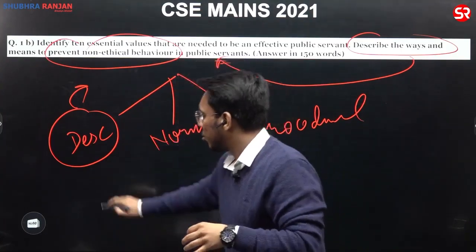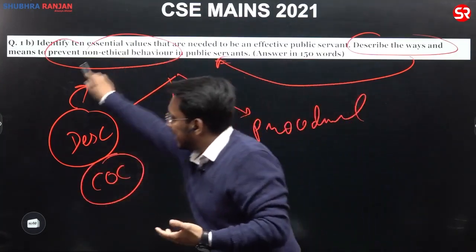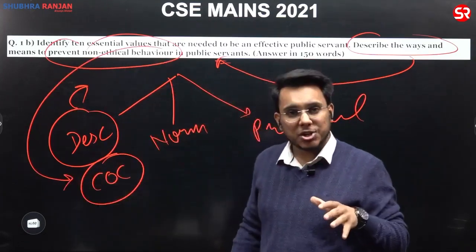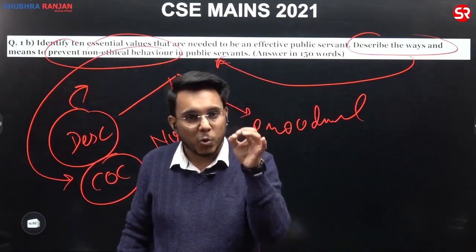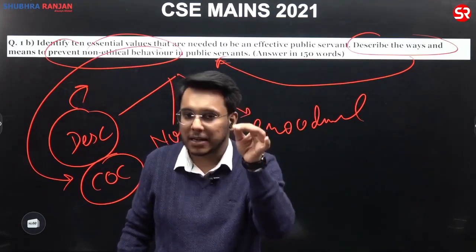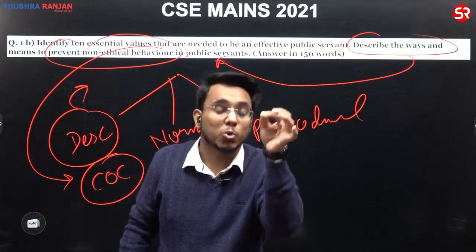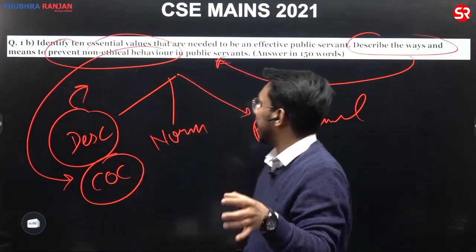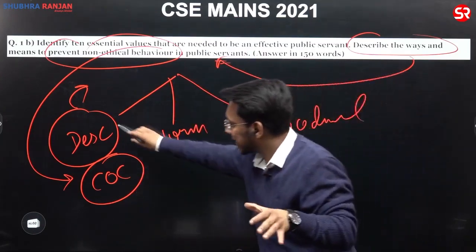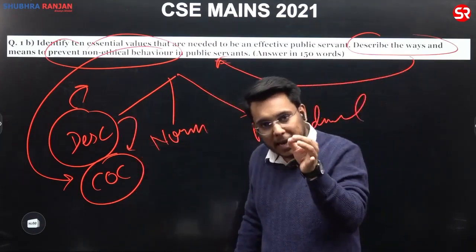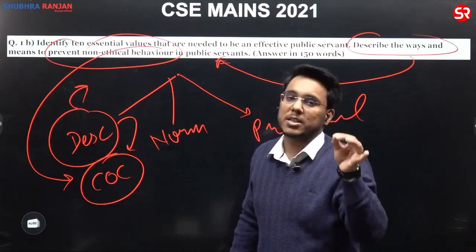So here we have the code of conduct. By establishing a code of conduct which infuses the desirable conduct, the just conduct, the rule based conduct into the civil servants, the unethical behavior can be avoided. Clear? So in a descriptive way you can give them an updated code of conduct which can teach them the rule of law, which can teach them justice.